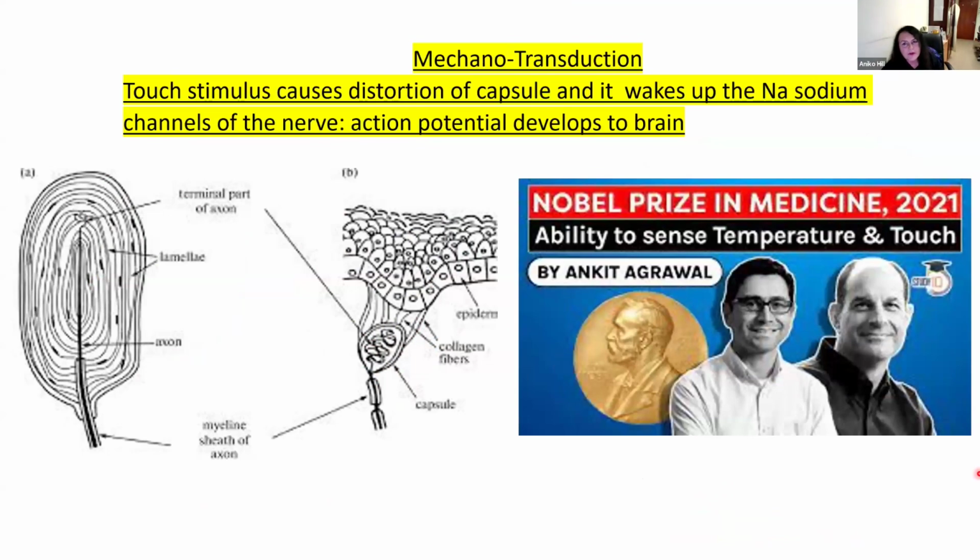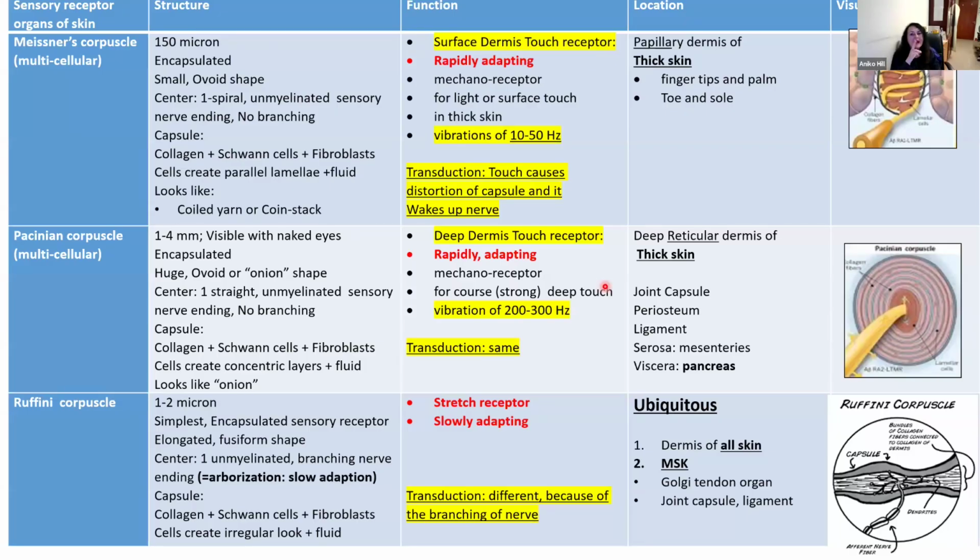So I wanted to share with you that in 2021, these two guys got the Nobel Prize for mechanotransduction research. So if you are interested in reading about them, here we go. If you like tables, everything that I just did about the receptors that have a capsule, the Meissner that is sitting in the papilla, the Pacini that is sitting in the reticular dermis, and the Ruffini that is everywhere, and MSK, here it is in the table, everything summarized.